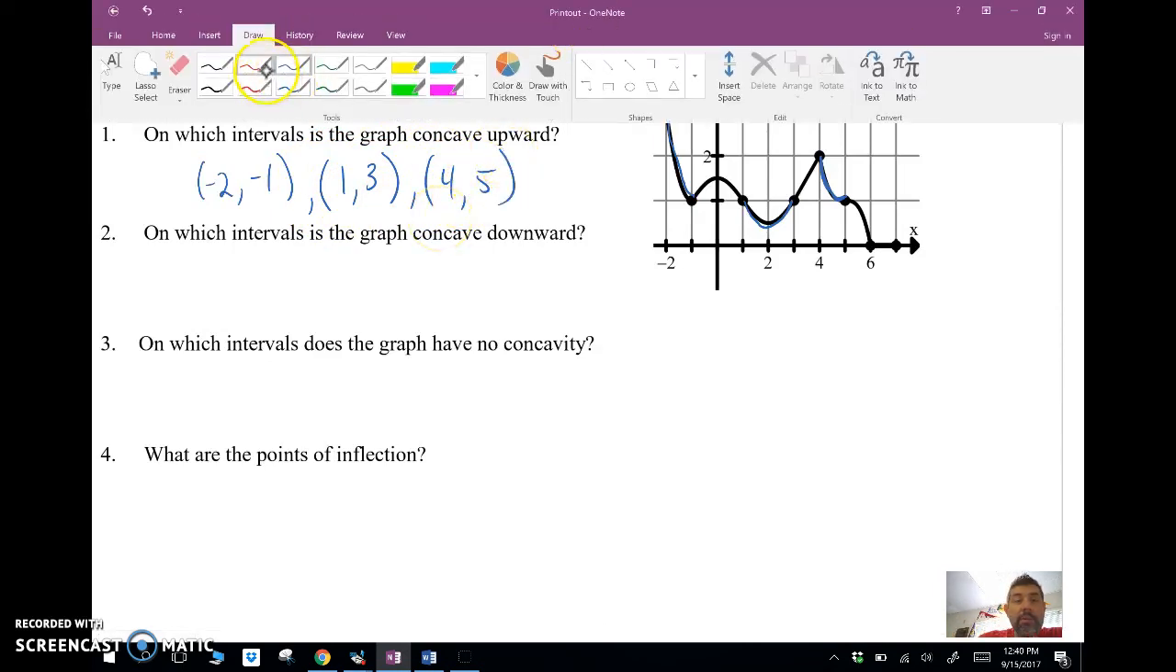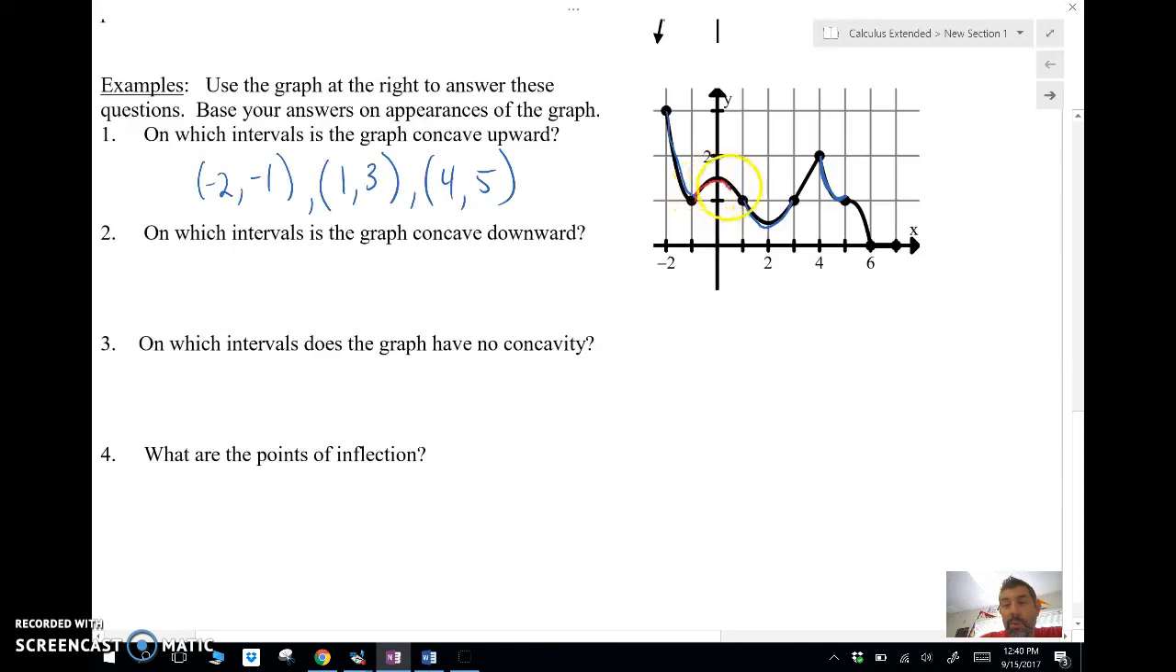Now, where is it concave down? I'll use red. Concave down. This again looks straight, so that's linear. Linearity doesn't have any concavity, right? It's not curved, so it can't be concave up or concave down. So concave downward is going to be from -1 to 1, and from 5 to 6.